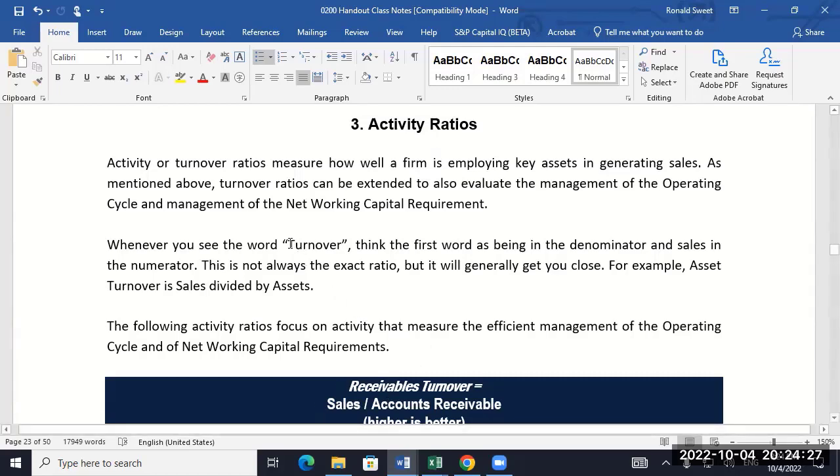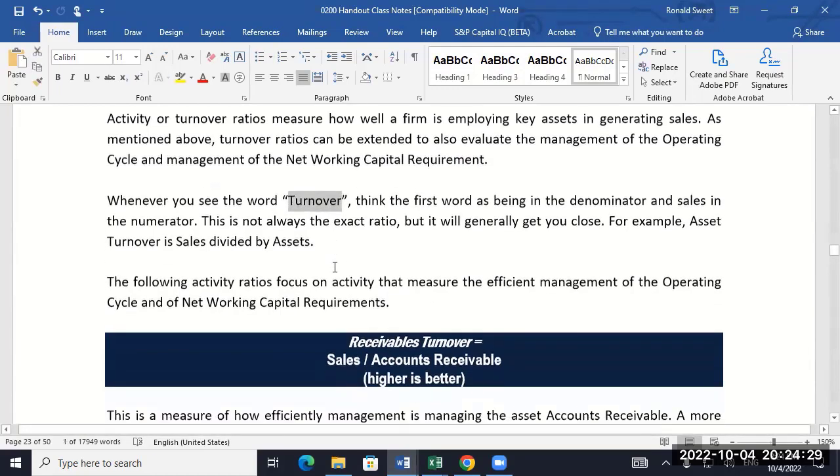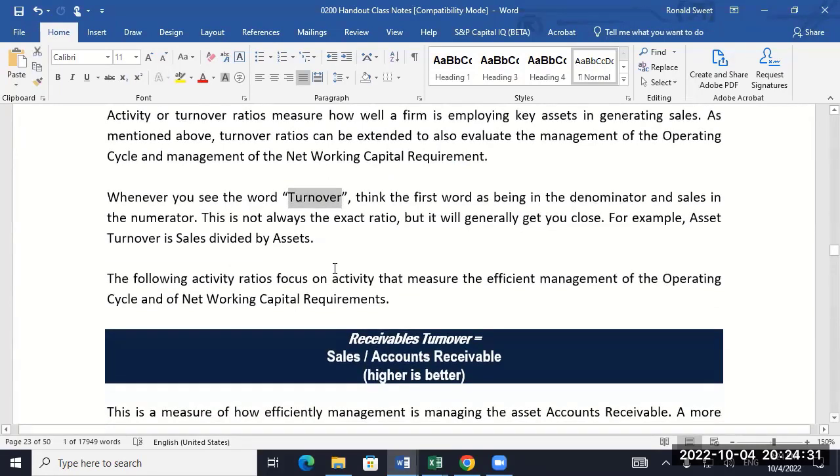So anytime you see the word turnover, if you live in the UK, turnover means revenue. I don't know why, but I always have to remember when I listen to the economists, when they say the firm's turnover is $24 billion. It's like, that doesn't make any sense in the US. So for some reason, they use the word turnover to mean revenue. But in the US, we mean a ratio.